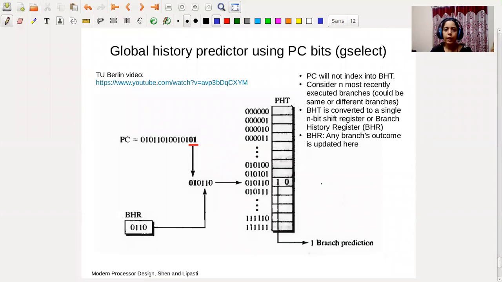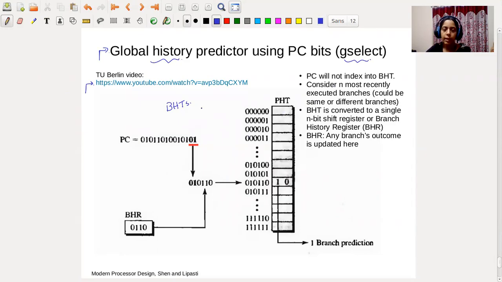So the more popular one is this global history predictor, which uses the PC bits. This is also called the Gselect branch predictor. You can also refer to this particular video for more information. So as I mentioned earlier, global history predictors do not have branch history tables.